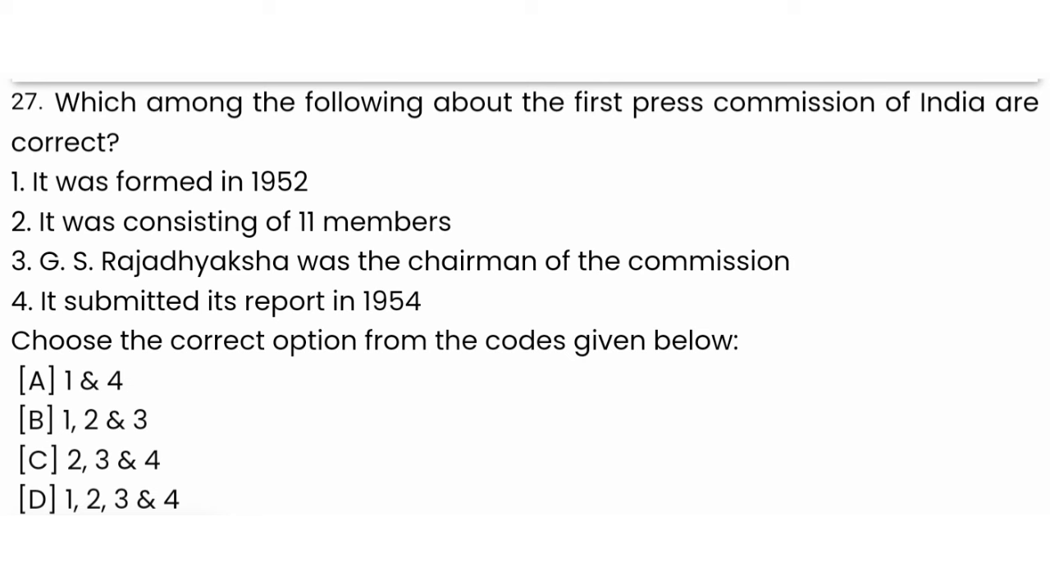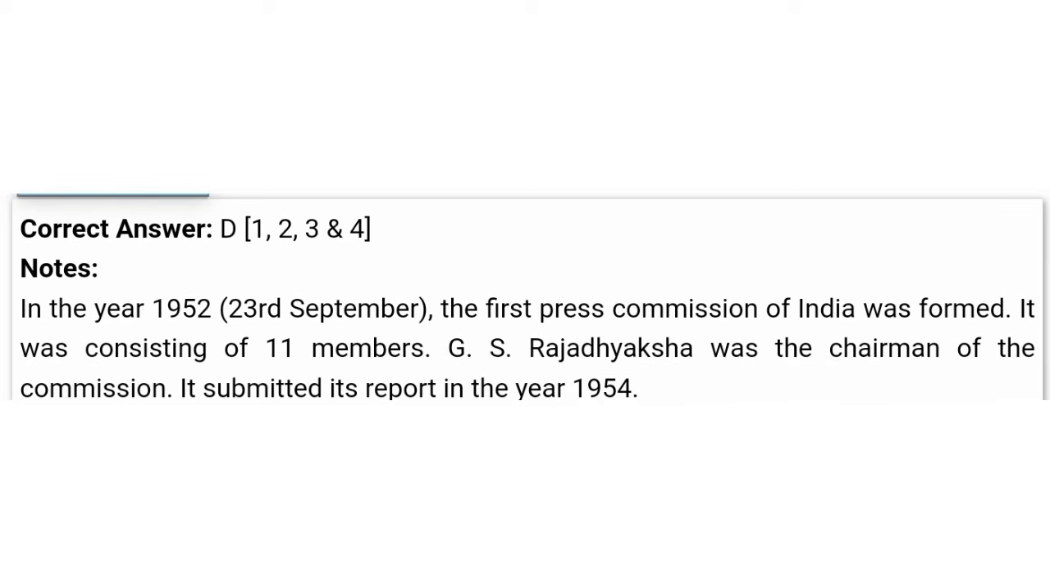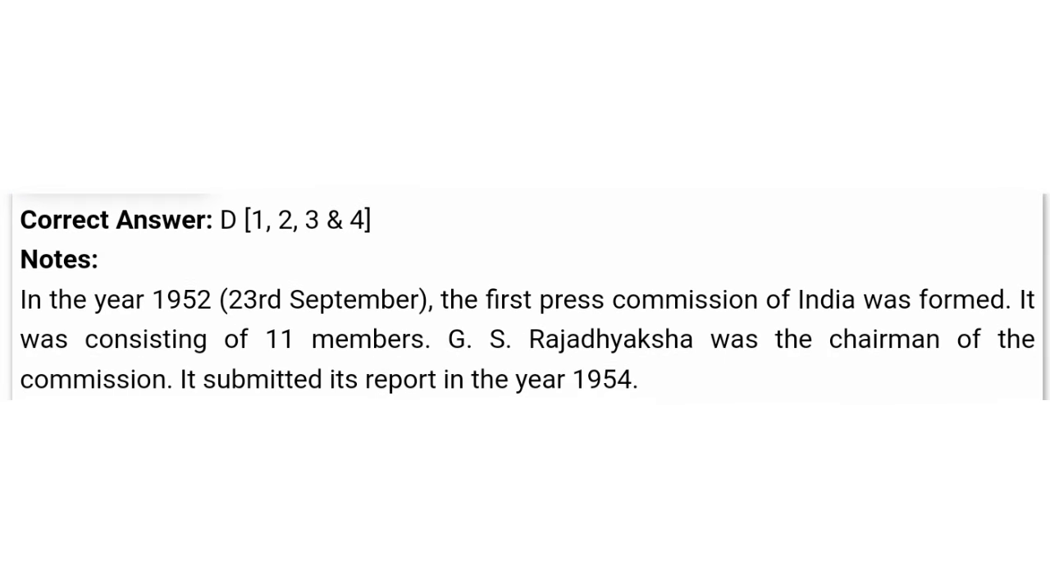Next question. Which among the following about the first Press Commission of India are correct? Choose the correct option from this code. Okay, the correct answer is option number D, 1, 2, 3, and 4. That means all the options are correct.